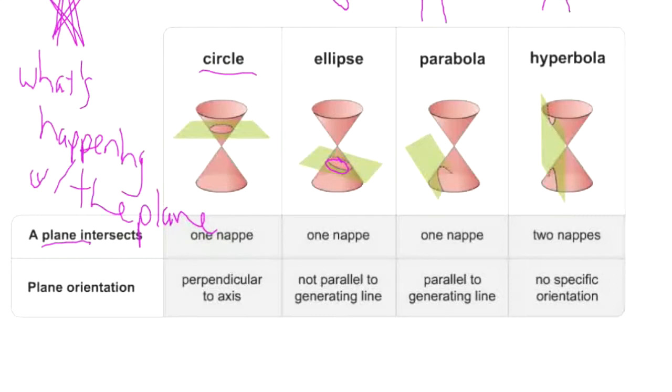This little slide is also in your online section, your online lesson. It describes what does the plane look like and what's the plane orientation. And this word right here is not nape, it's actually nap, like you take a nap. So one nap means it's only going to hit one of the cones. If it says 2 naps, see how it hits both cones? That's what it means by 2 naps. So here my plane hits 1 nap, 1 nap, 1 nap. This one is the only one that hits 2 naps. Okay, so I'm looking for these 2 boxes is basically what I'm looking for.